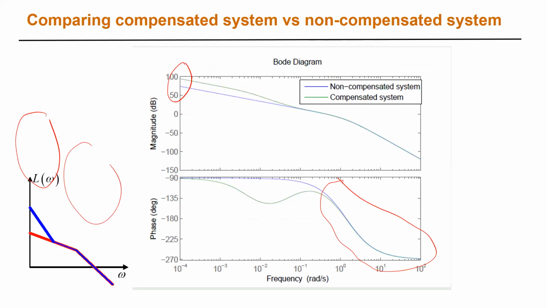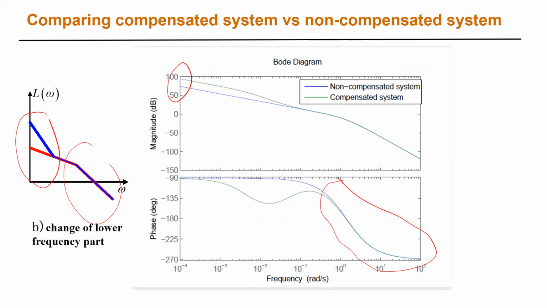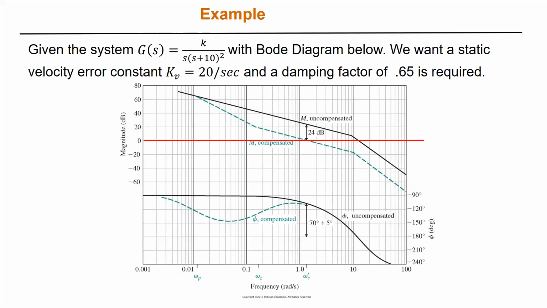Okay, let's take one more example. Suppose you are given a system G of s equal K over s times (s plus 10) to the power 2, with this Bode diagram. And we need a static error of 20 and a damping factor of 0.65. Damping factor, it is zeta, Doctor? Zeta, exactly.